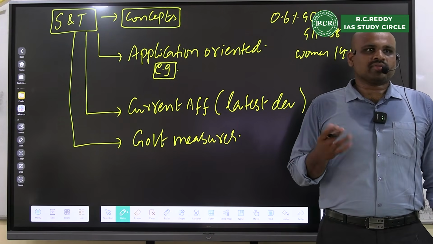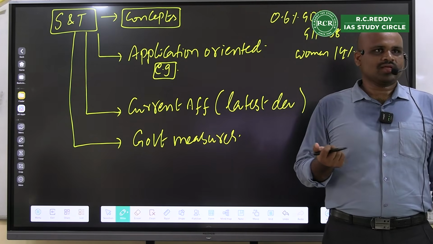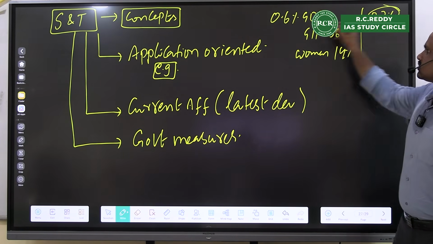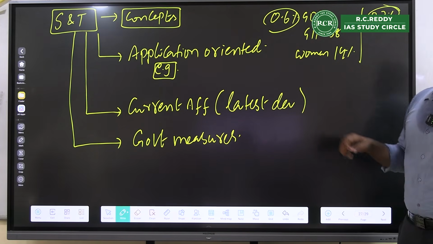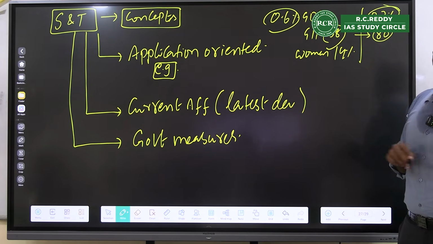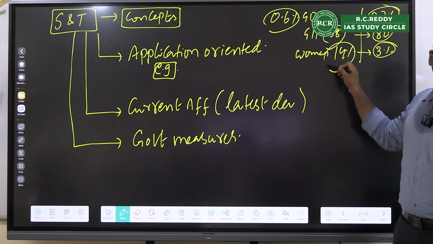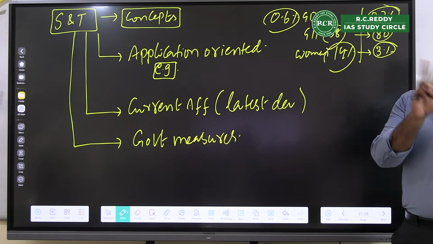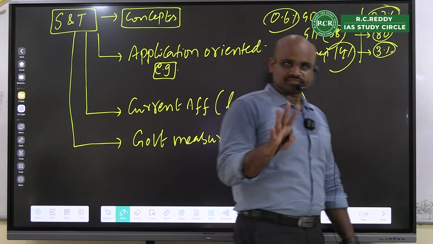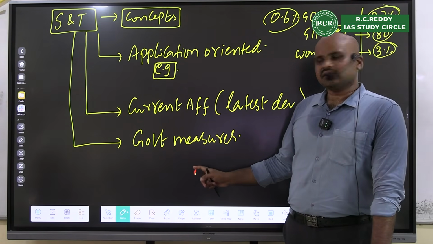But the same data can show that India is focusing. How? Once upon a time we used to spend only 0.2% of GDP on research, now we are spending 0.6. Once upon a time our global innovation index was 80, today we are 38. Once upon a time the women proportion was hardly 3%, today it is 14%. So with the same data I can show that it is focusing or it is not focusing. Is it clear? Right? So I will definitely have to bring in the aspects of government measures.